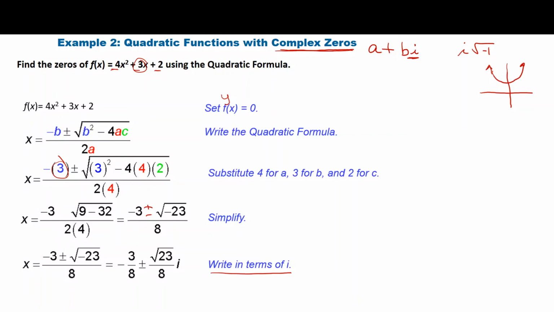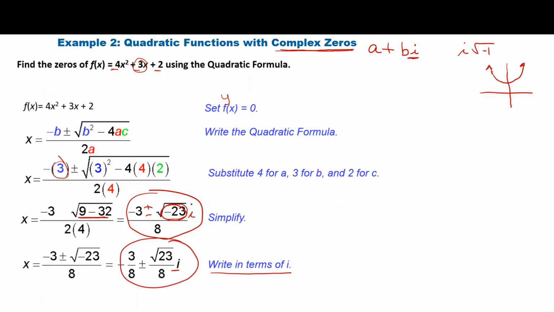So let's talk about what happened here. So we had 3 over 8 plus or minus. Okay, so notice 9 minus 32 is actually negative 23. Okay, so remember, there's no two numbers that can multiply together to get us negative 23. So negative 23 is actually the square root of 23 times i. Now, I went ahead and separated my 8s over each of the numbers. You could certainly have it like this too, and I would accept that, or I'll accept this way. Either one of those are fine.